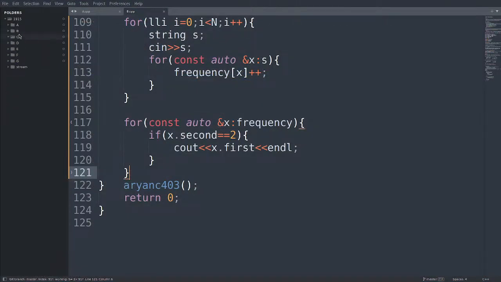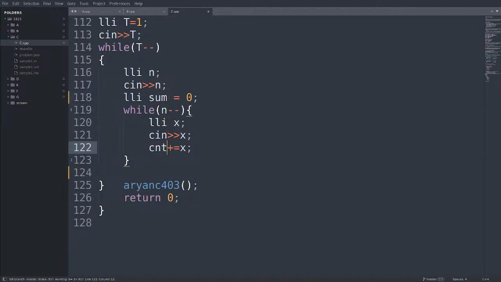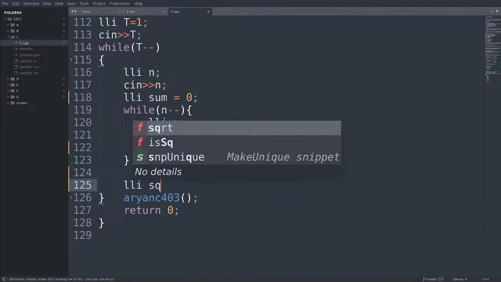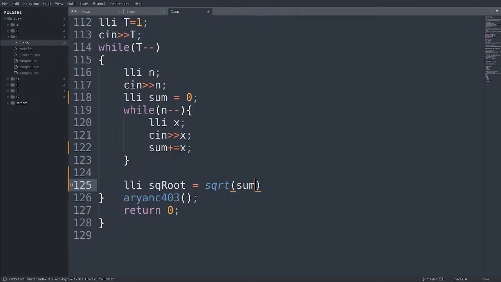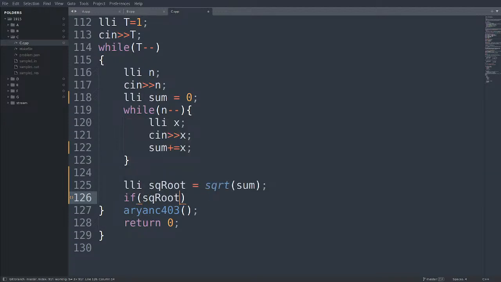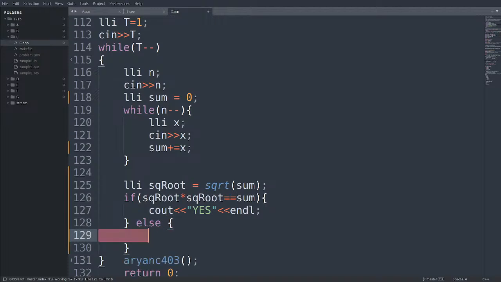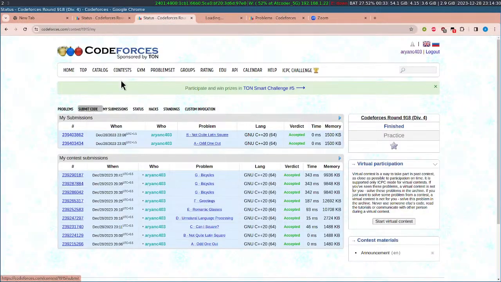One of the possible ways to do it would be: we take everything as input, we find the sum of all integers, and then we can just check if... Someone might have tried a solution like this and this will get a wrong answer over here. Let's go ahead and submit it once.